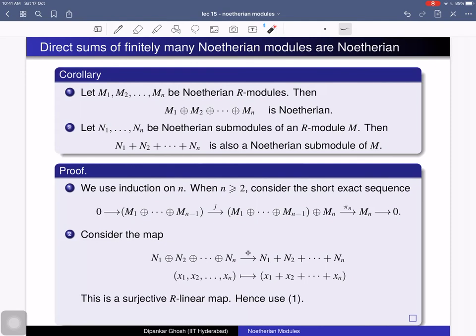And how to verify that? So using that previous proposition, we can prove this, and we will use induction on n. So if n is equal to 1, then it is just M sub 1, and that is a Noetherian R module. It is a given condition. So if n is 2, then we have the direct sum of two Noetherian modules. In that case, we can just consider this short exact sequence.